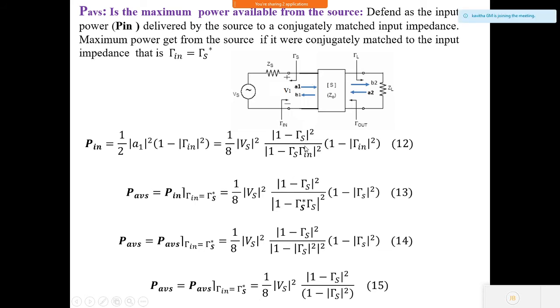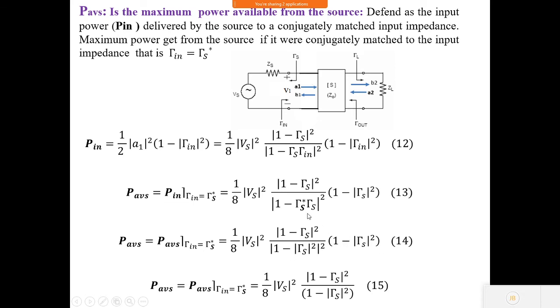Just substitute wherever Γ_in is there with Γ_s complex conjugate. You see here, Γ_in I replace by Γ_s complex conjugate. This Γ_s remains the same, and similarly this Γ_in you replace with Γ_in complex conjugate here. Since it is a magnitude, we will get a square only here. So now you see this equation. P_in is the power input to the network, but the maximum power will be delivered from here. That we found is P_AVS. So substituting that, you will have this equation.